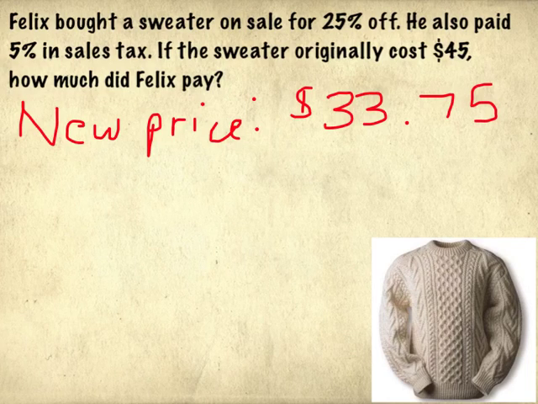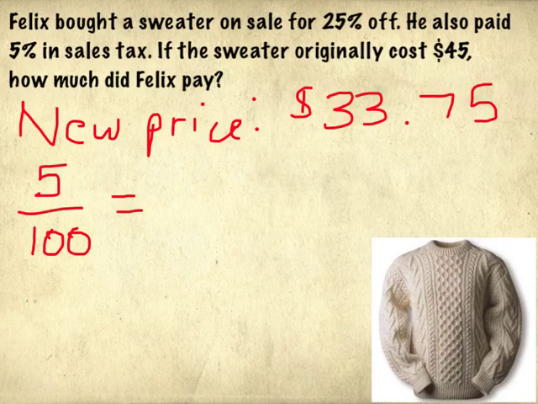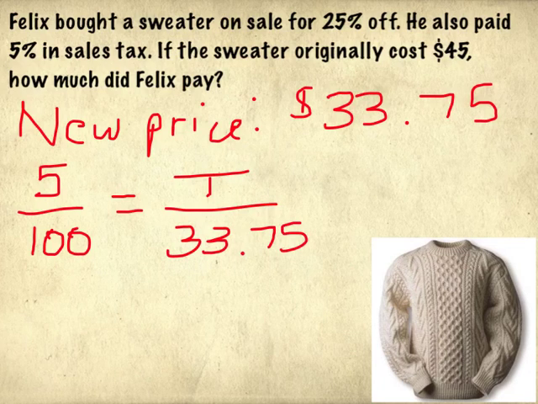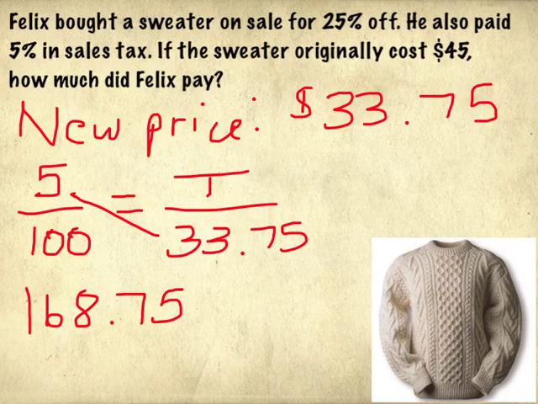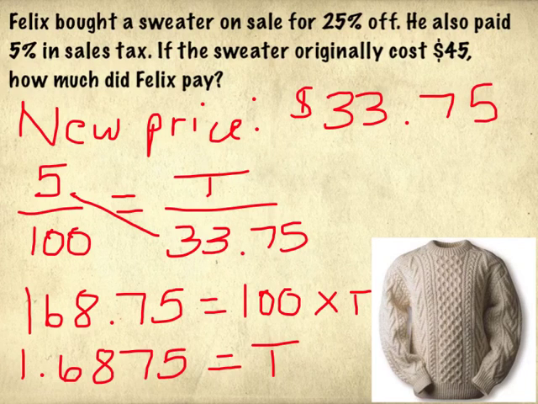The long way is the way we've been doing. So to find out what 5% is, 5% is the same as 5 out of 100, which is equal to something, I'll call it T, tax, out of $33.75. I'm going to do my cross multiplication, so 5 times 33.75 gives me 168.75, and of course the other way gives me 100 times T. Fact families, I'm going to do my division, so 168.75 divided by 100 gives me 1.6875.